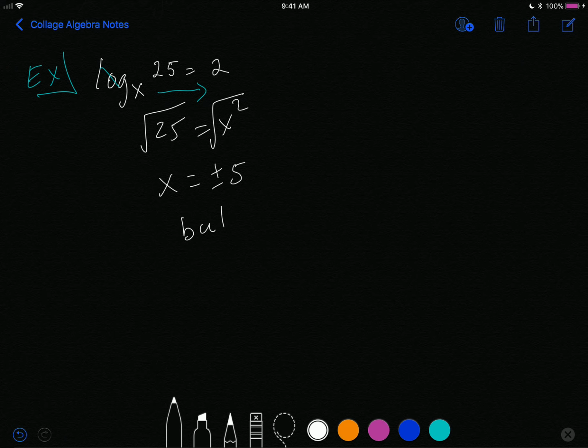But since x is a base, x cannot be negative, because by definition your base of a log cannot be negative. And so that means that x is equal to 5 only.